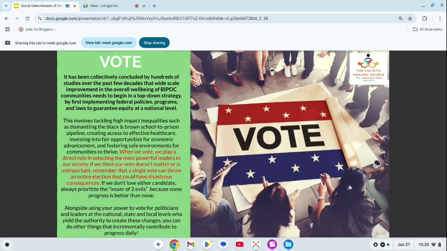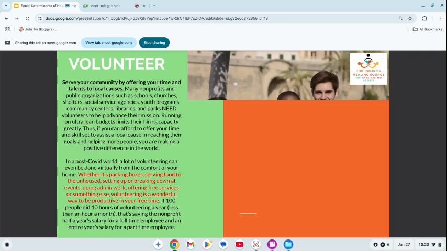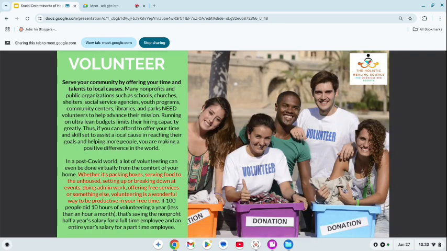Alongside using your power to vote for politicians and leaders at the national, state, and local levels who wield the authority to create these changes, you can do other things that incrementally contribute towards progress daily as well. The first thing you can do is volunteer. Serve your community by offering your time and talent to local causes.